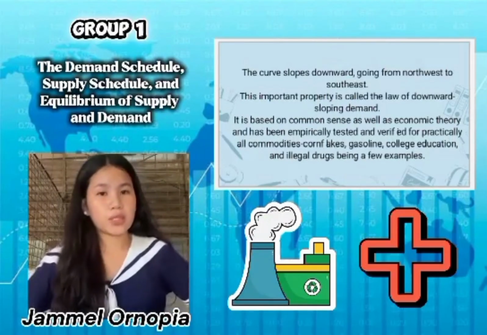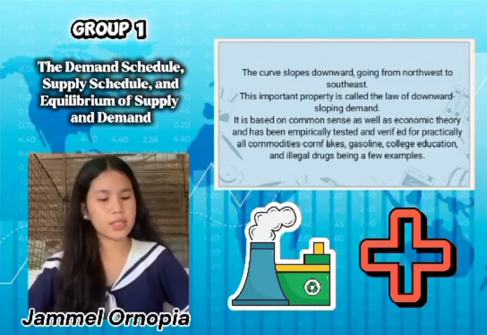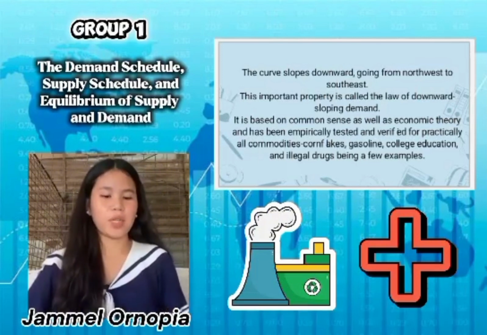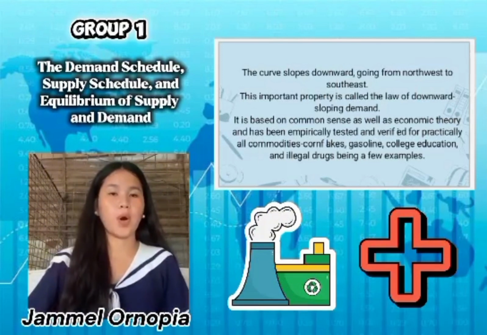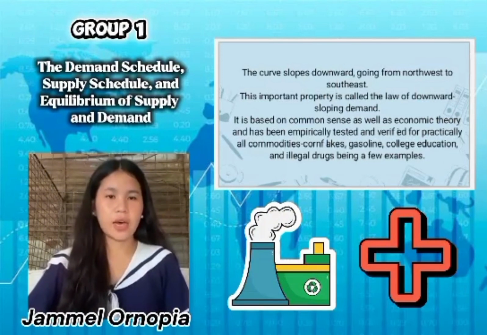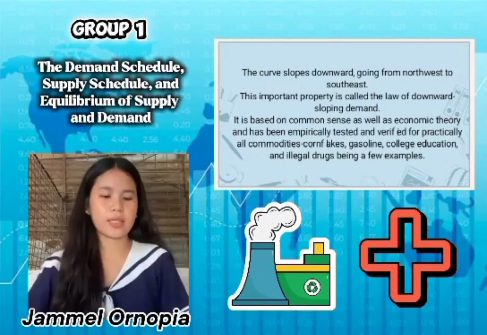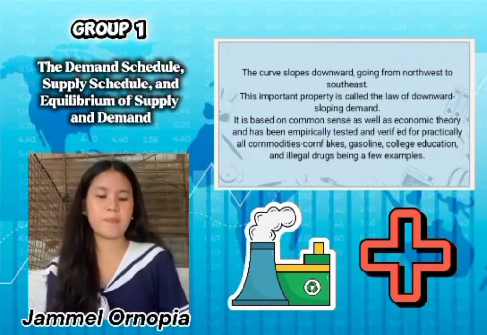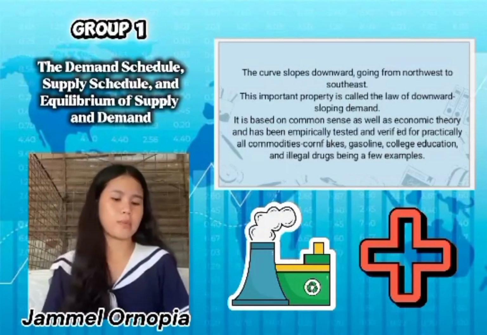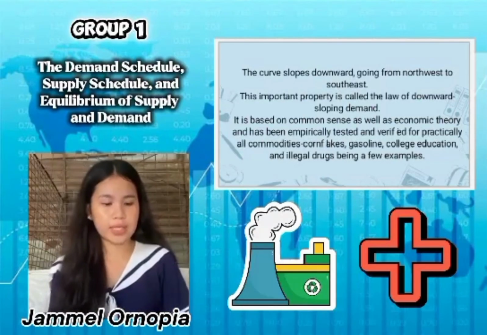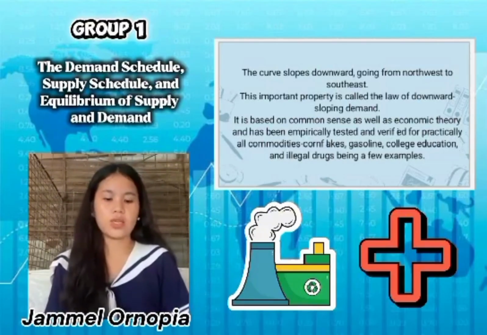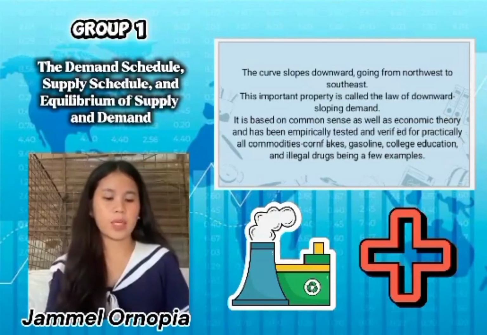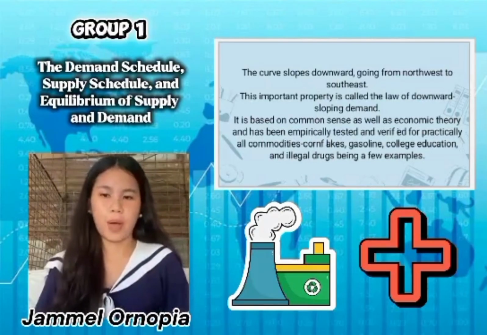The horizontal axis, or the x-axis, shows how many units of a product people are willing to buy. In this example, the cornflakes. And the vertical axis, or the y-axis, shows the price of that product. The key point here is the inverse, or opposite, relationship between the price and the quantity demanded. When the price increases, people buy less. And when the price decreases, people buy more.